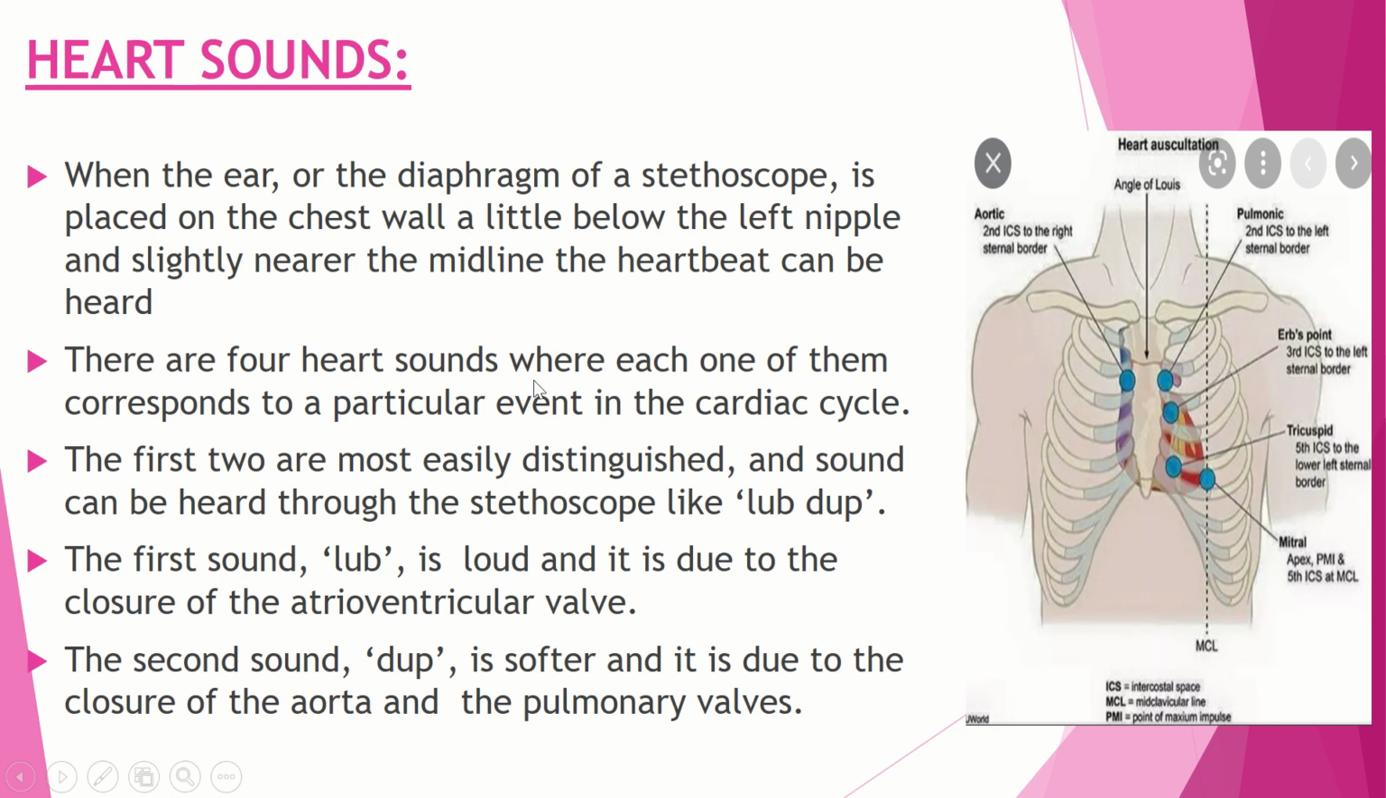And there are four heart sounds, where each one of them corresponds to a particular event in the cardiac cycle. The first two are most easily distinguished, and the sound can be heard through the stethoscope like lub dub. Okay, everybody knows that sound, lub dub. The first sound is the lub. It is loud and it is due to the closure of the atrioventricular valves.